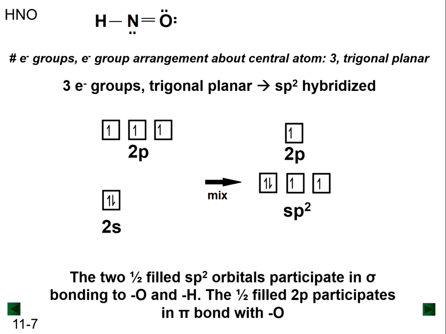For nitroxyl, then, for the nitrogen, the 2 half-filled sp2 orbitals participate in sigma bonds, 1 to the oxygen and 1 to the hydrogen. The lone pair on the nitrogen is in an sp2 hybridized orbital. The half-filled 2p then participates in a pi bond with the oxygen.